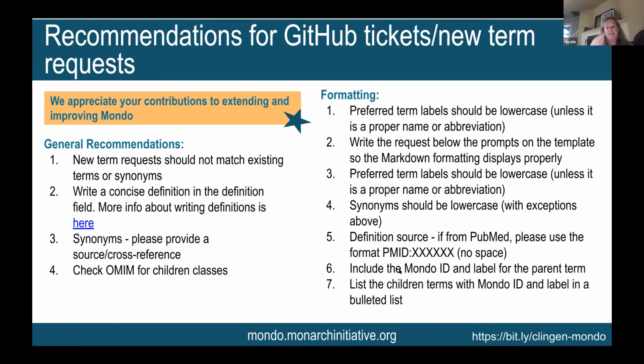And then if you could also include the Mondo ID and the label for the parent term, or even if only one thing, the ID is ideal, just so there's no ambiguity as to what the parent term should be. And then if you could list the children terms with the ID and label in a bulleted list, in markdown you just need to do a dash, space, and then the term. That just makes it easier for me to copy and paste out of there.